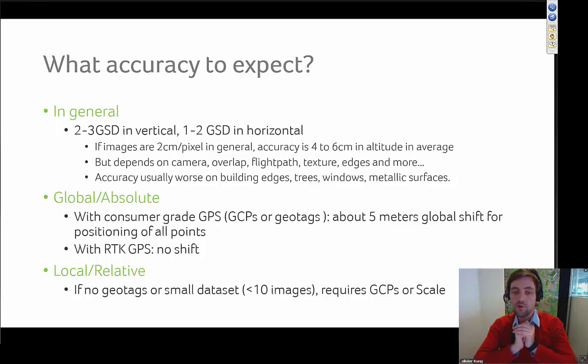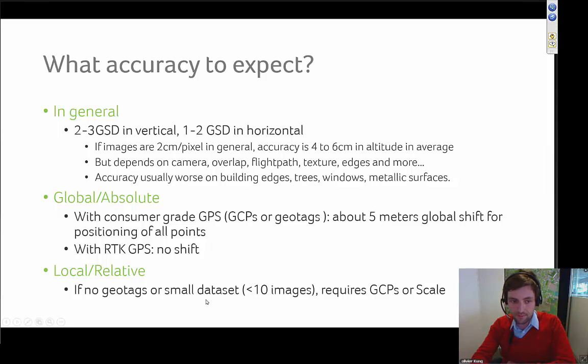However, you can add ground control points, so another source of information. If these ground control points are measured with the RTK GPS, so a professional GPS, then this will help the software set the model in the right location. And if it's at the right location, then basically what I just said above, this 2 to 3 times GSD in vertical and horizontal, is going to be the global accuracy of your project. However, if you use purely consumer grade GPS in your whole project, the global accuracy will not be 2 to 3 times the GSD, it will be more like a shift of 5 meters plus 2 to 3 times the accuracy.